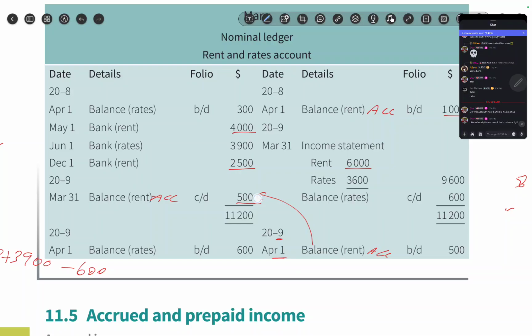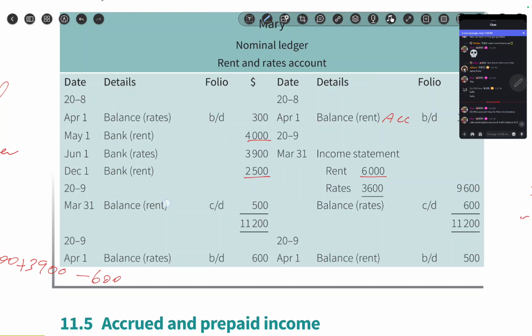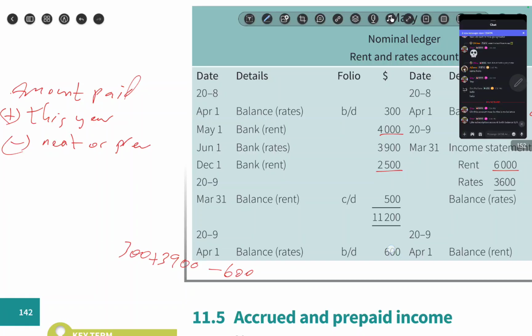Or another way to remember it is that closing accrued is the amount you owe somebody at the end of the year, and it's relating to that year. So I hope that makes sense. But if it doesn't, you can always ask questions or take classes.